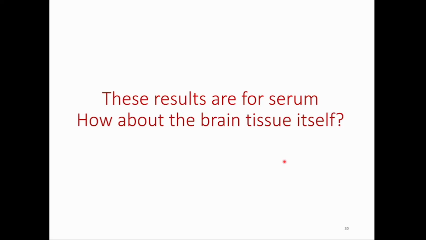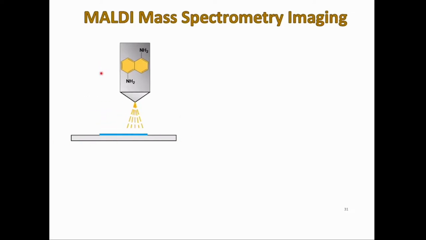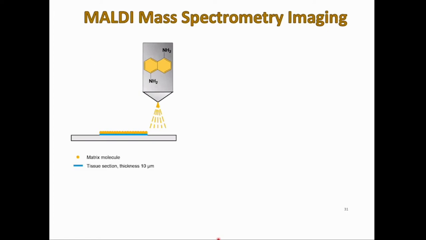And there are techniques to look at the brain in metabolomics. One of the techniques is called mass spectrometry imaging. It's done with a specific type of instrument called MALDI. The way that MALDI works is that we take a thin section of the tissue that we cut in a microtome. We put it on a microscope slide. We coat it by spray coating with a compound that we call the matrix. That compound typically absorbs UV radiation.